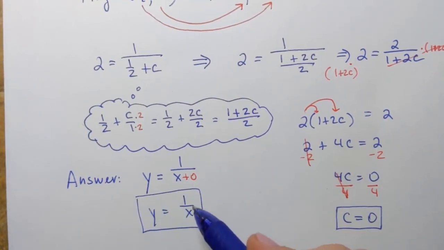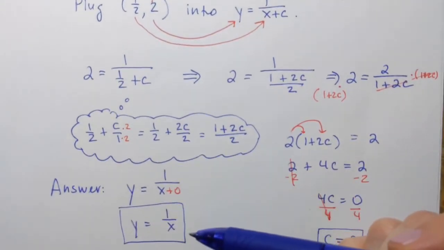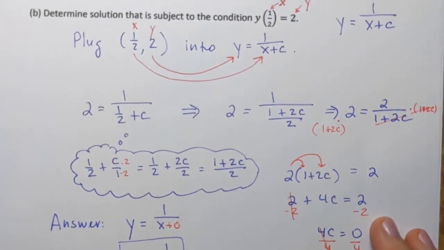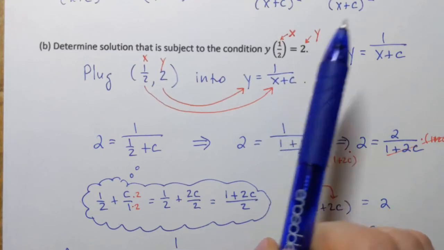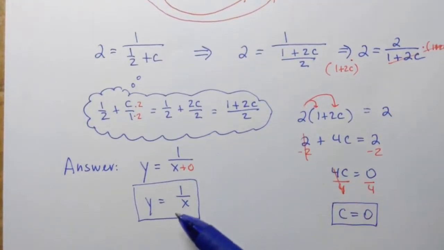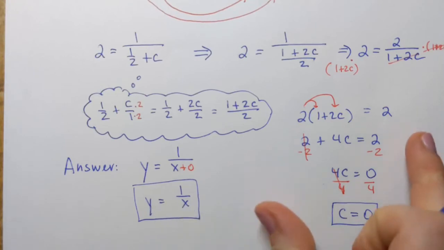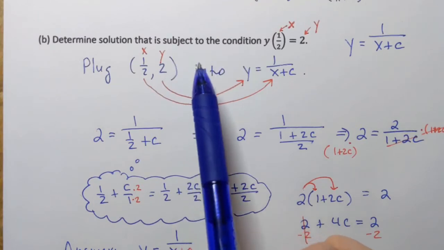So what's the meaning of that answer? That's the function from this family of functions. That particular function is also one of the solutions to the differential equation. But besides that, it satisfies this condition: y of 1/2 equals 2. In other words, when x is 1/2, if I put 1/2 in the denominator here, I'll have to take the reciprocal, and I will get y equals 2, right? See how it satisfies this condition? So that's why it's the answer to the question for part B.